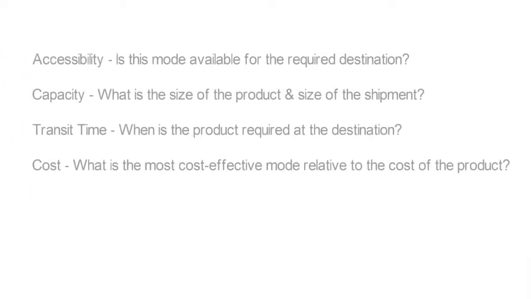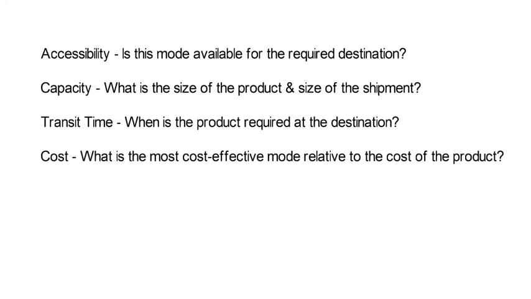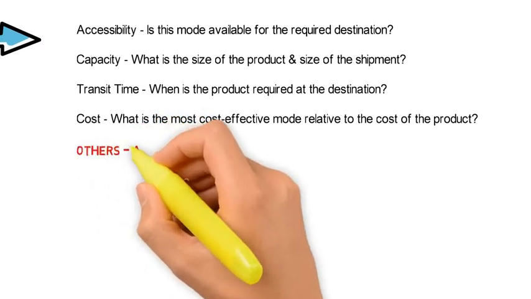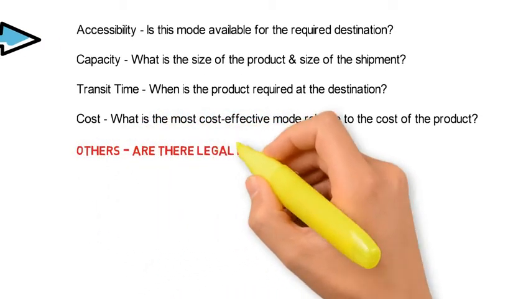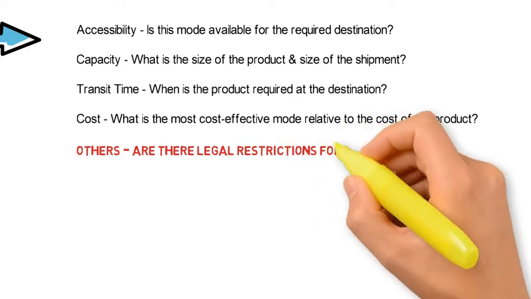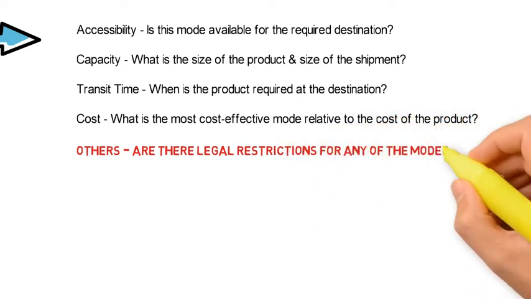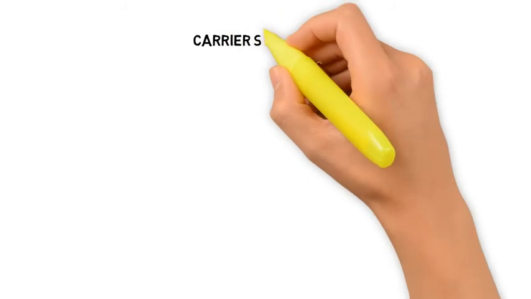So besides considerations of accessibility, capacity, transit time, and cost, there are also sometimes other legal restrictions. For example, dangerous goods such as explosives and flammable substances are prohibited on aircraft. Once the mode is selected, then it is time to choose the carrier.